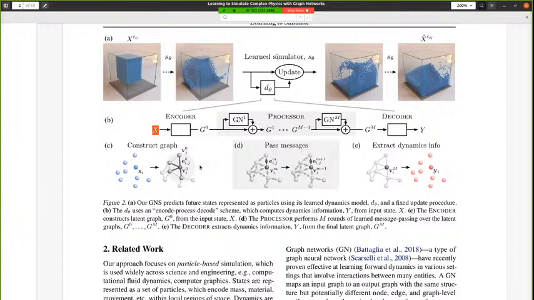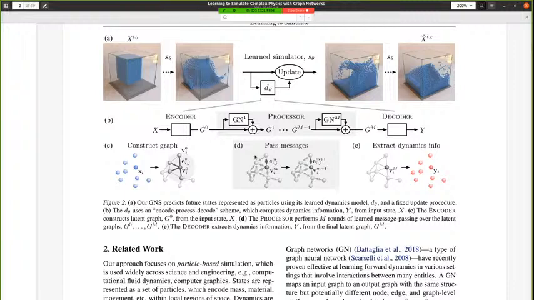So, how does this connect with the graph stuff? Well, you already see here that the encoder and decoder move between the representation of a long list of particles and a graph representation. So that's something that's very cool.